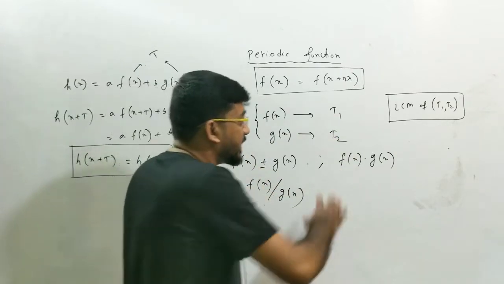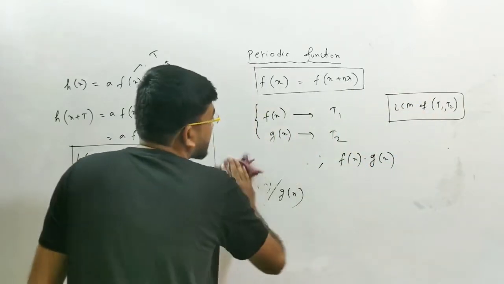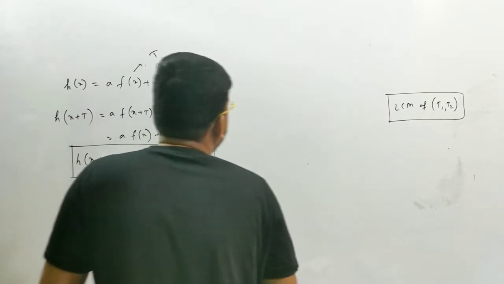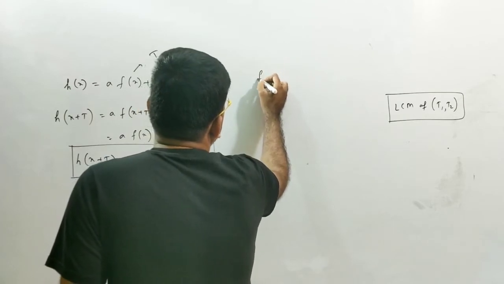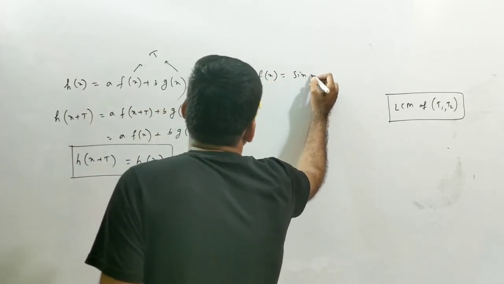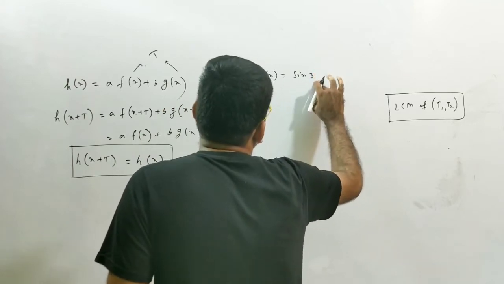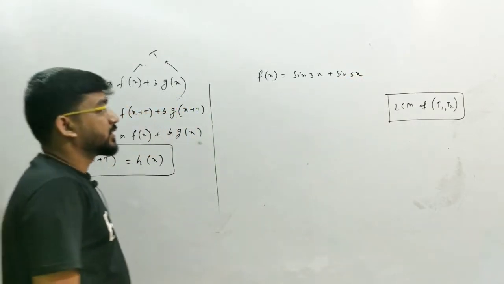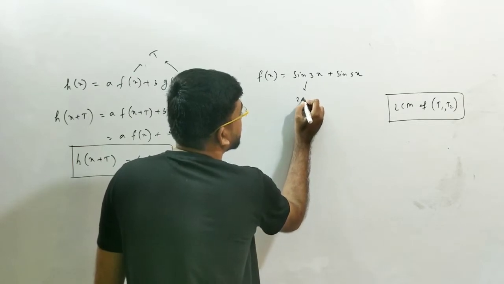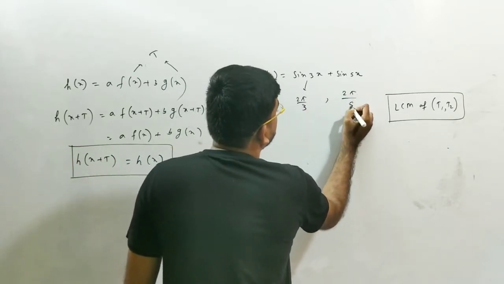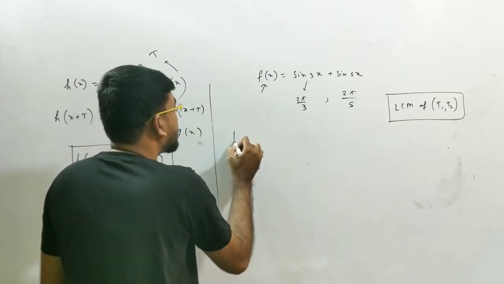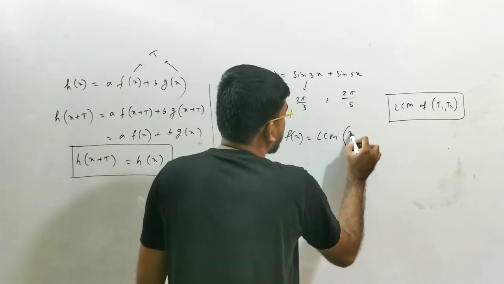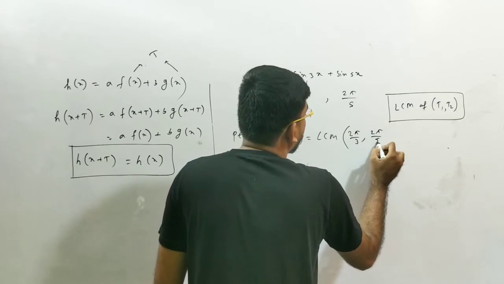So let me give you an example to understand this, where you take the linear combination of two different periodic functions. Suppose f(x) is equal to sin 3x plus sin 5x. Then what will be the period of f(x)? Here the period of the first function is 2π/3 and the period of the second function is 2π/5. So the period of f(x) will be the LCM of 2π/3 and 2π/5.